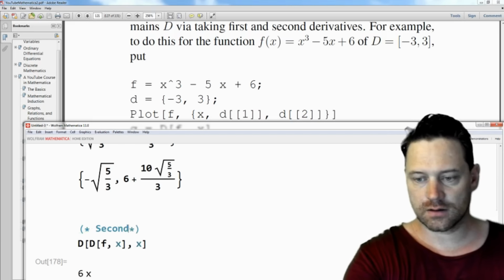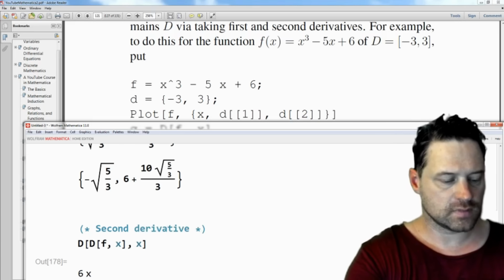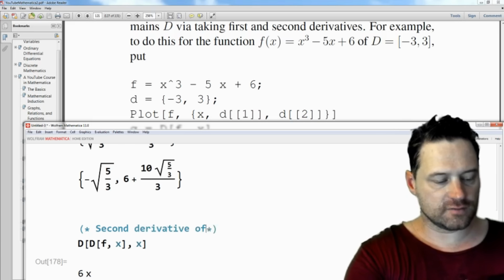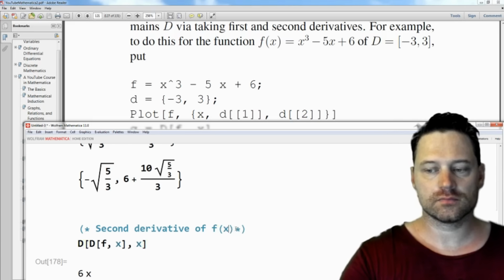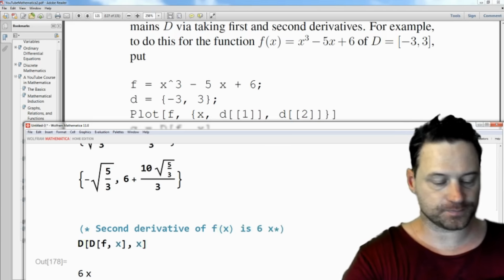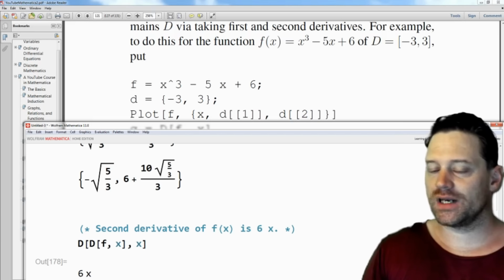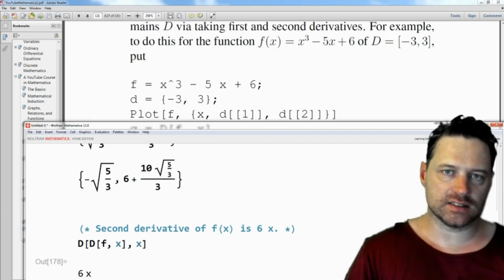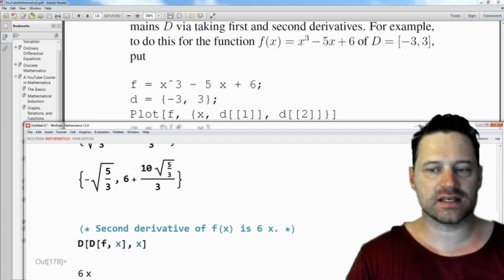Second derivative of f of x is 6x. Okay, so now that we have that, we need to evaluate the sign, as in plus or minus, of the second derivative at these turning points.